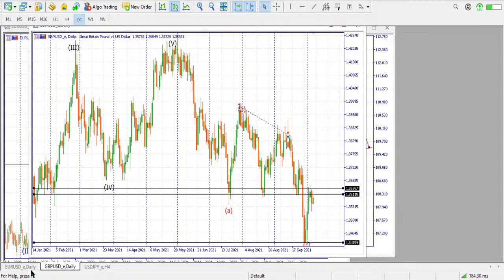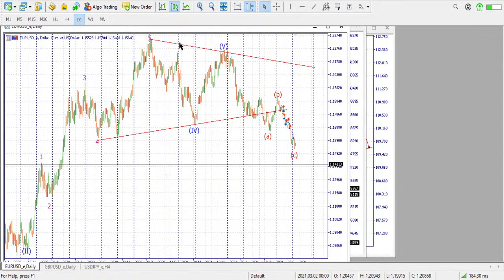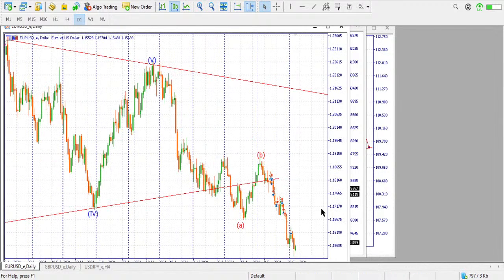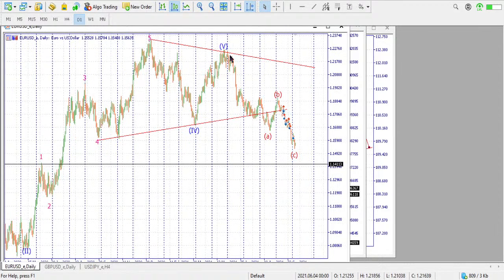The other symbol is the Euro USD. So far we are bearish. We do have a wedge which is broken. First we had the wedge here. It was broken and the price went below it. It came back, touched it, continued down, it came back, and then it broke below it.